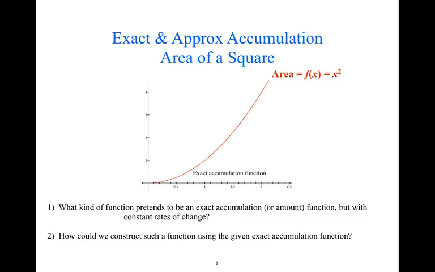So what would that look like? Think about that. Sketch it in your notes. What do you think an approximate function to that would be with constant rates of change?